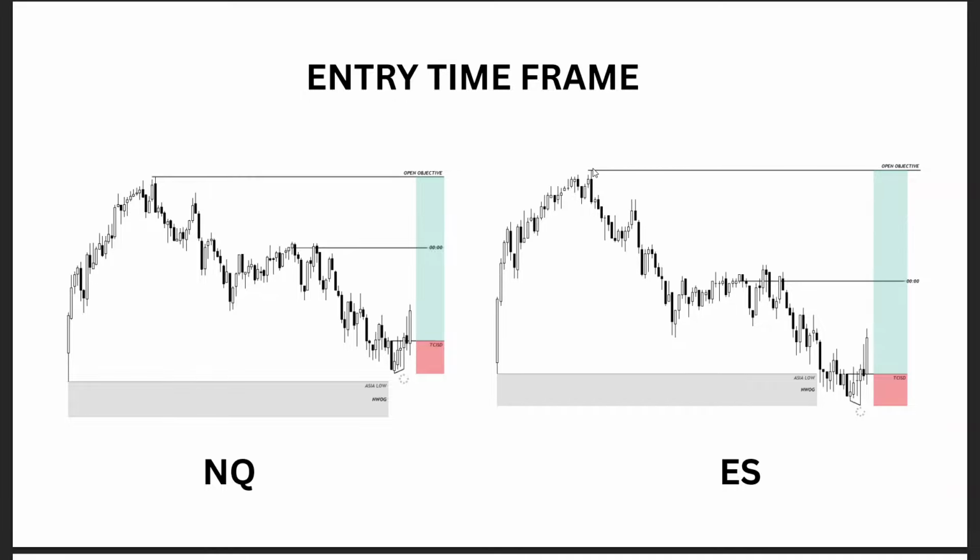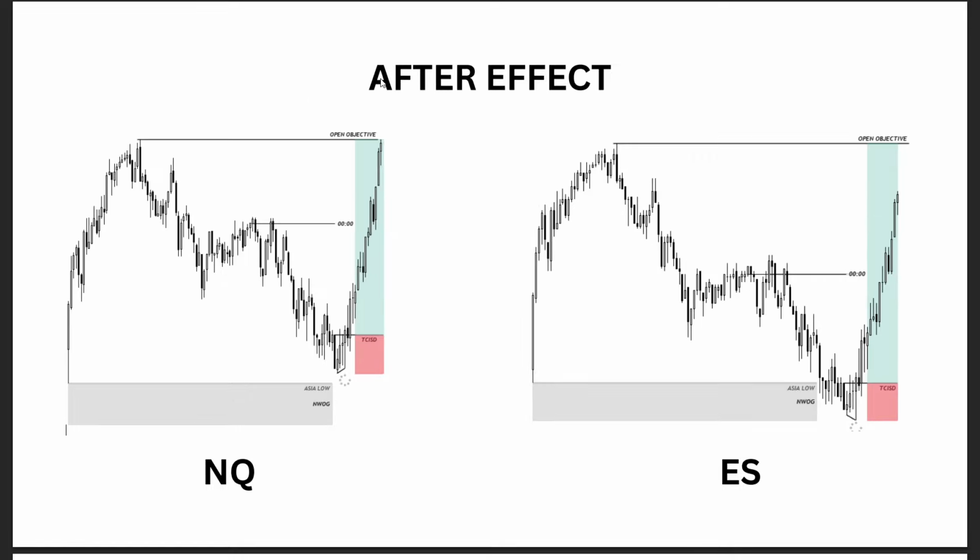We have what? An open objective. We have an entry criteria, which is the change in the state of delivery over here from the 90-minute cycle. We take the entry from this order block. Moving ahead, the after effect.